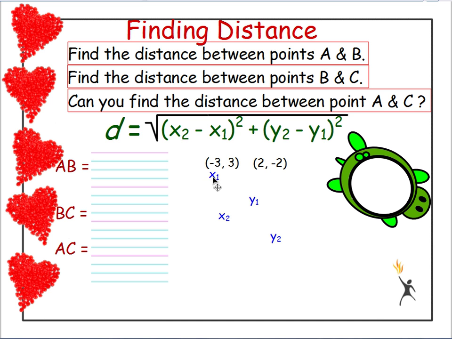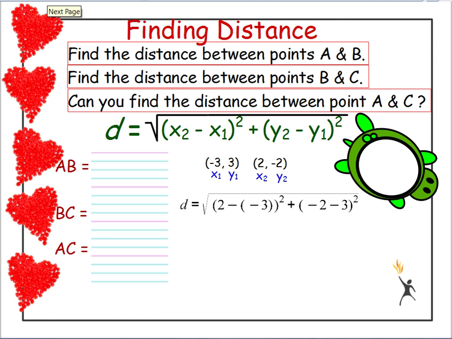Now we need to, again, name these x1 for my first x, x2 for my second x, y1 for my first y, and y2 for my second y. It's not going to matter which order you have your points in. It's still going to give you the same outcome. Then I'm going to take all of these values and put them in their appropriate place in the distance formula: x2 minus x1 and y2 minus y1 in the other set of parentheses.